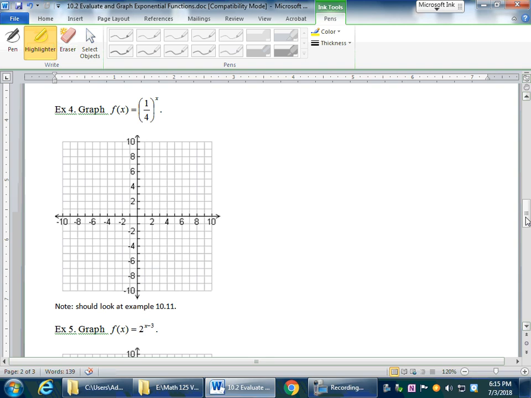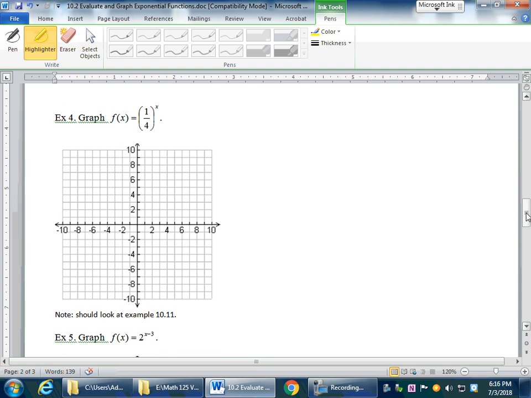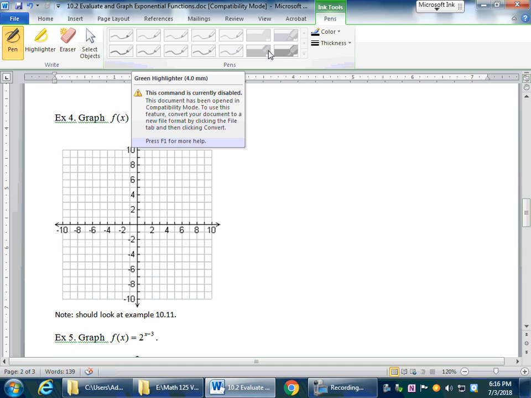So the next example is when the base is 1 over 4. Okay, when the base is 1 over 4. So let's look at when the base is a fraction less than 1, greater than 0, what kind of graph we're going to be getting.